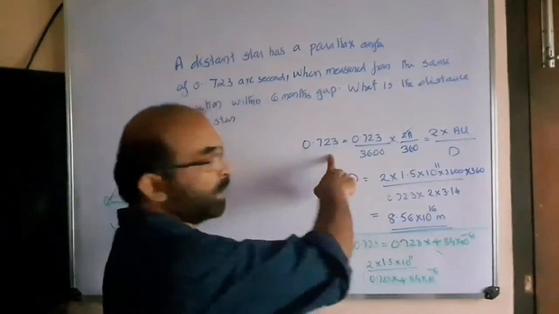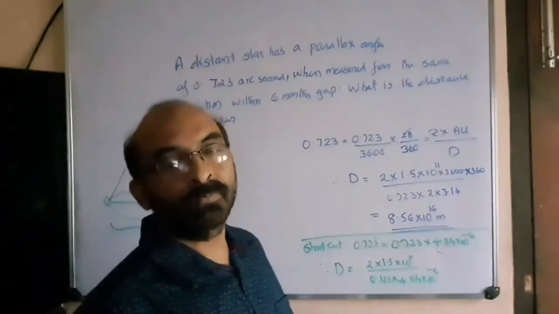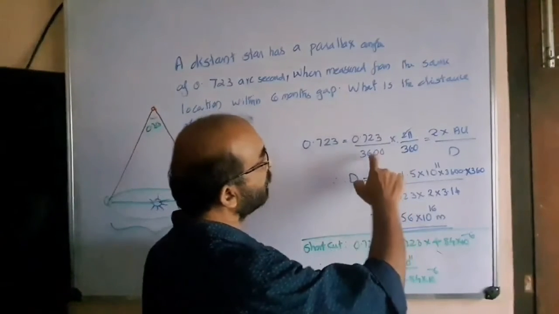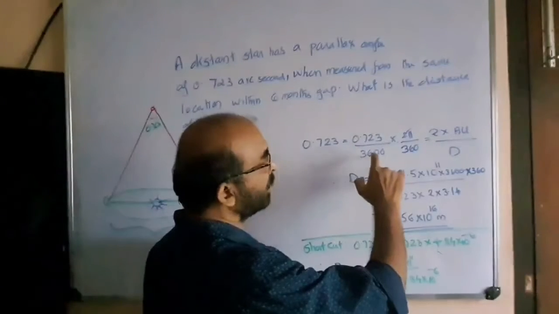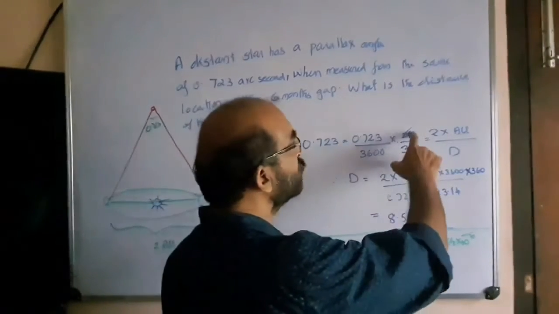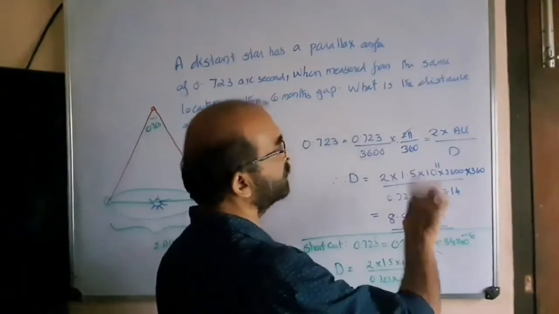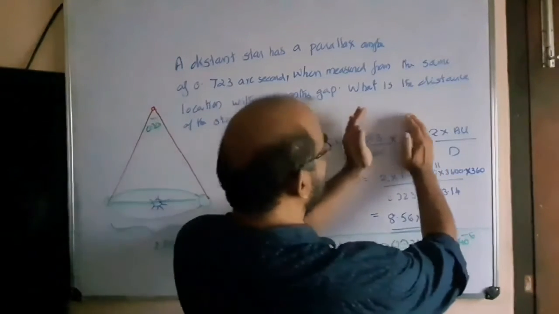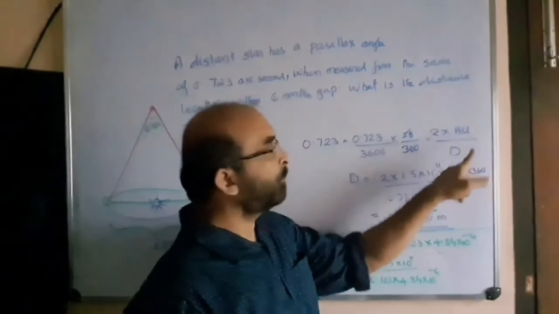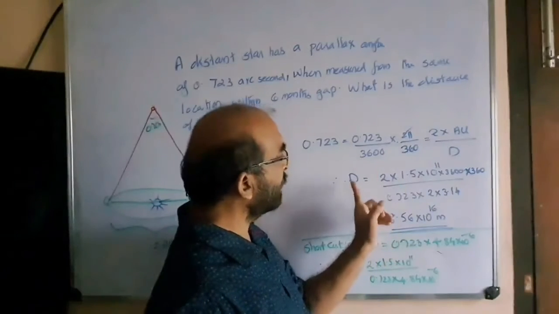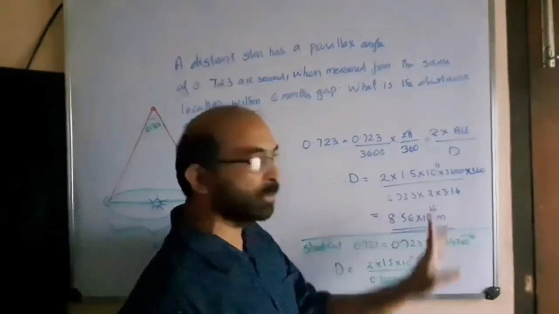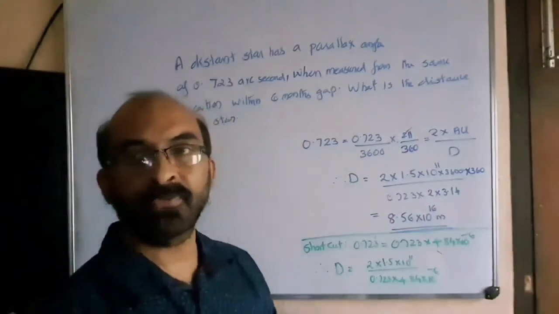First we convert the arc second to radian. How? 0.723 divided by 60 and another 60 to convert it into degree. And we know 360 degrees is 2 pi. So this much degree is how much radian? This much radian is equal to small d, which is 2 AU by capital D. Rearrange, capital D is equal to, you have to do this much operation, you get 8.56 into 10 to the 16 meter. Okay, it involves a bit of calculation.